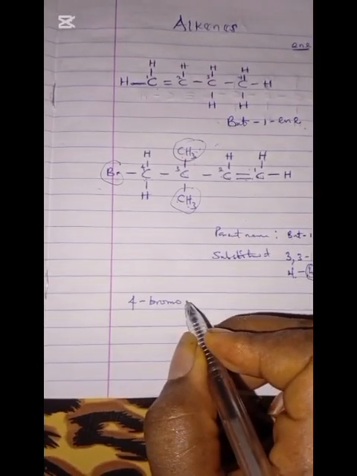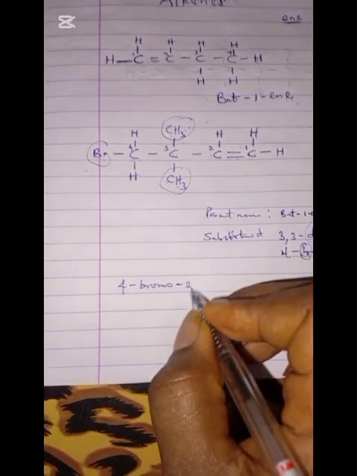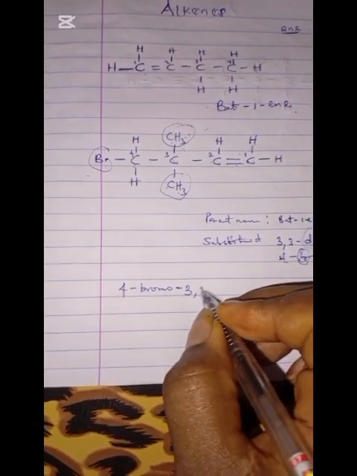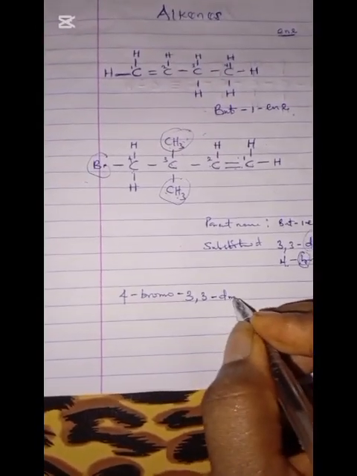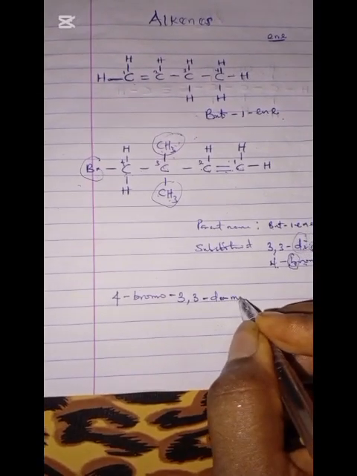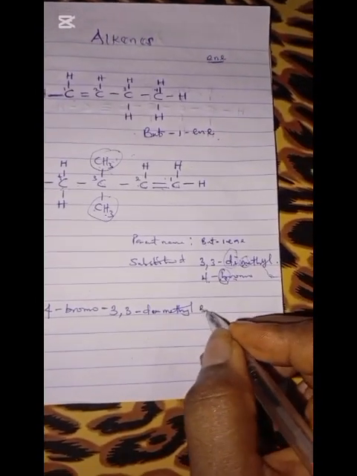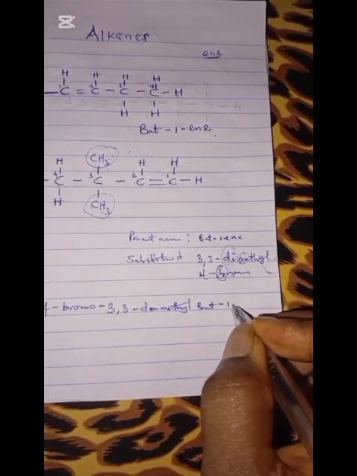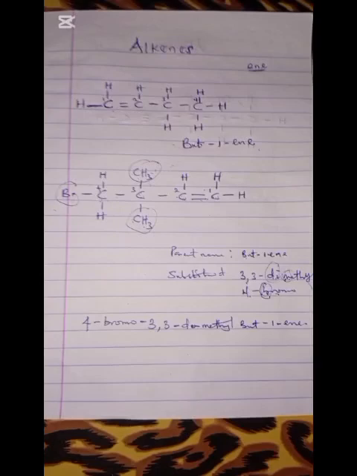4-bromo. Remember, you have to put a hyphen between letters and numbers. 4-bromo-3, then you use comma to separate 2 or more numbers, 3,3-dimethyl, and the parent name, which is what? But-1-ene. So I believe you've understood alkene.